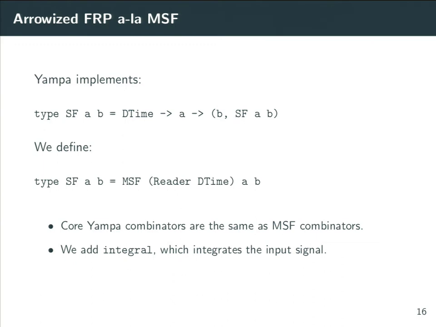So all we need to implement Yampa is this definition. All the core definitions, all the primitive definitions in Yampa are things that we provide also for our framework. And we just need to add integral, which is one signal function that integrates the input and provides the integral in the output. That's the only primitive combinator or signal function in Yampa that depends on time. Everything else is reactive, but not FRP, not time dependent, which is telling us something about Yampa as well.